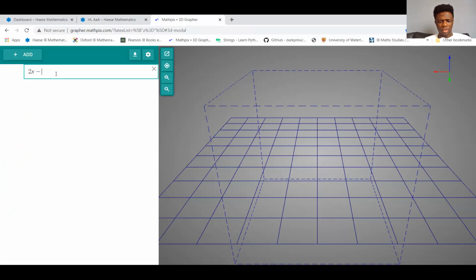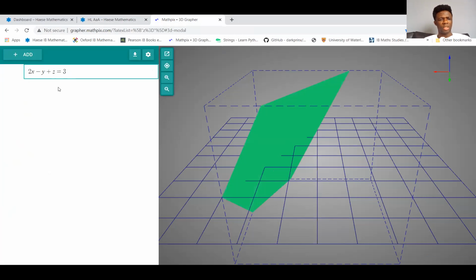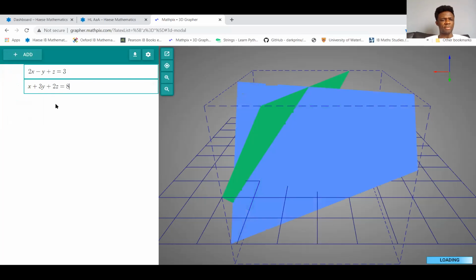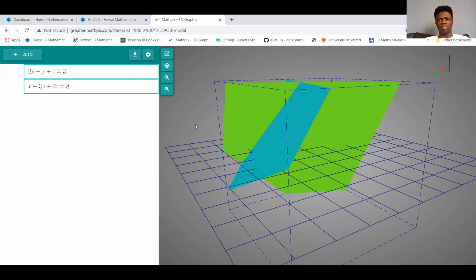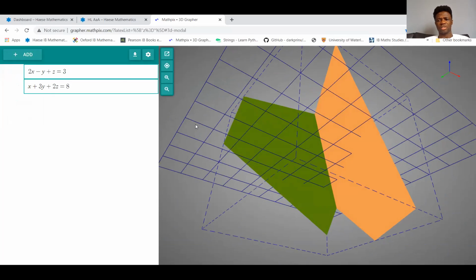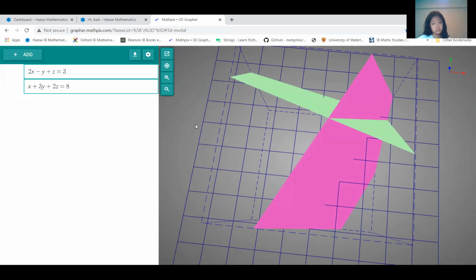2x minus y plus z is equal to, I want to make sure everybody gets this. Then the second plane, x plus 3y. Karen, I'm about to ask you the normal vector, so please be ready to give me the answer. So these are two planes, okay? These are two planes. Can everybody see that?